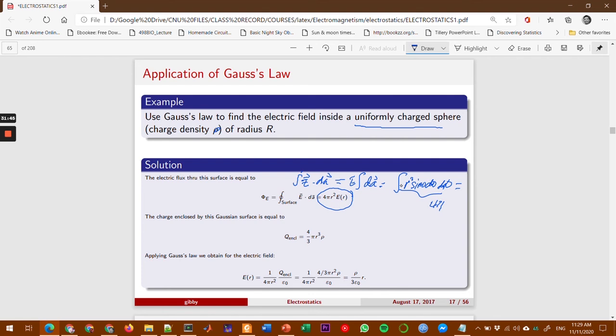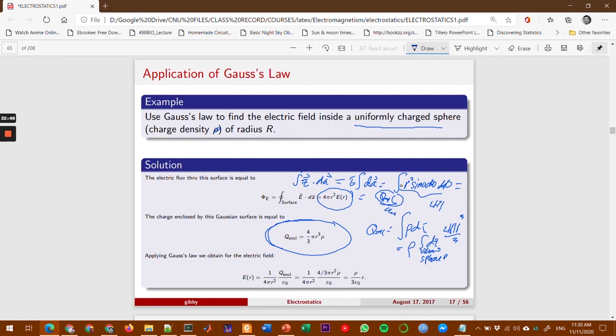So the flux through this Gaussian surface is equal to Q enclosed over epsilon naught. But we need to get the Q enclosed. Q enclosed is rho times the volume. Since rho is uniformly distributed, it comes out of the integral, and we have the integral over the volume of the sphere. We know the volume of a sphere is 4 pi r cubed over 3.